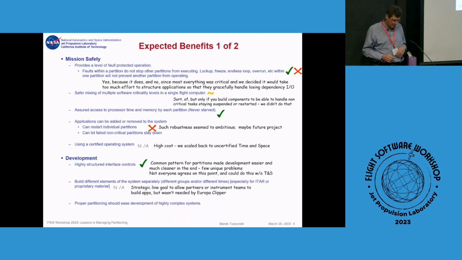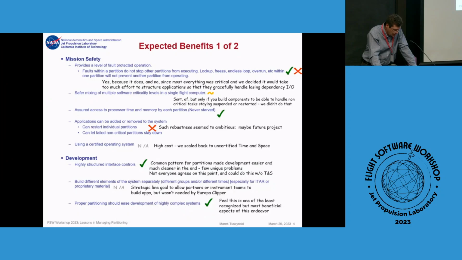In having that, it can be really good, and especially with partners, you can have different pieces shipped out and developed independently and tested independently. But that's the next page. We didn't do that on Clipper. We didn't have that need, but that was one of the strategic objectives of the division, and was seen as a plus for going to time and space.